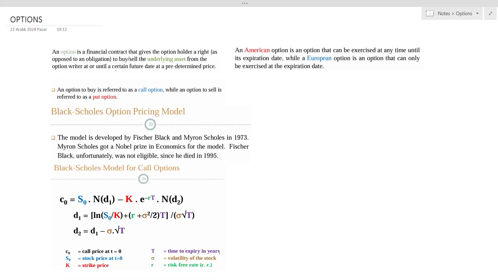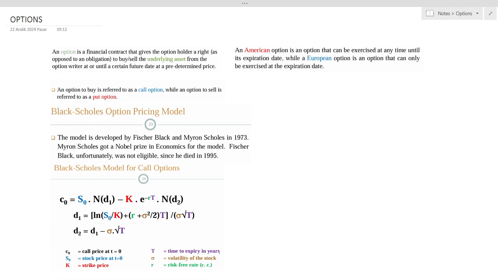Hello everyone. Today we will talk about the Black-Scholes option pricing model. But before starting the model, I would like to give some information about the option. First of all, let's define what the options are. An option is the right but not the obligation to buy or sell an underlying asset at or before a specific date for a specified price.